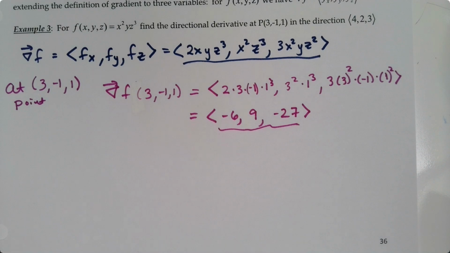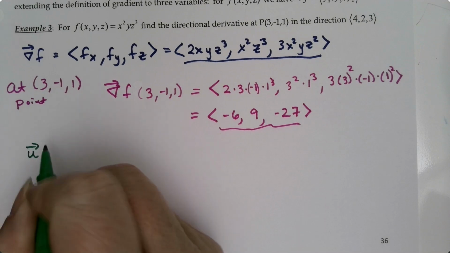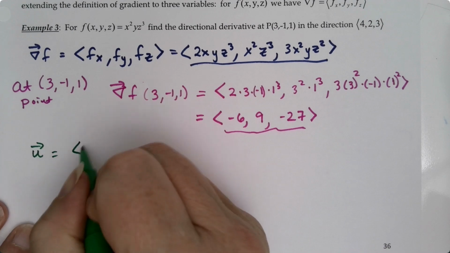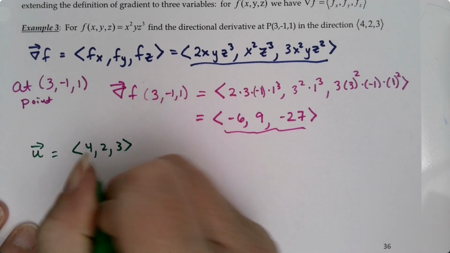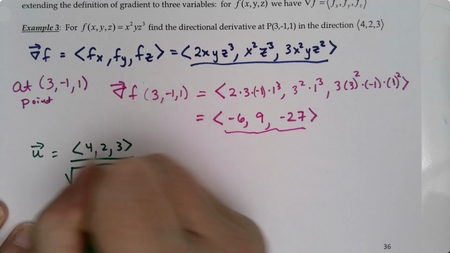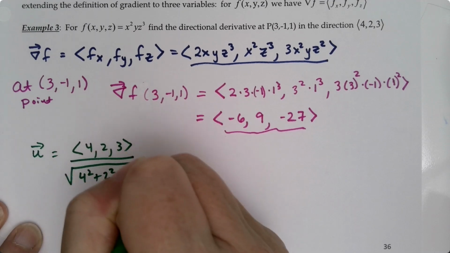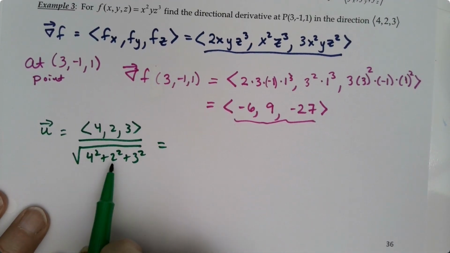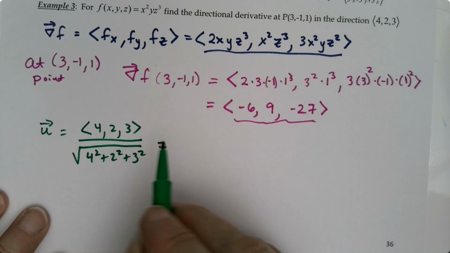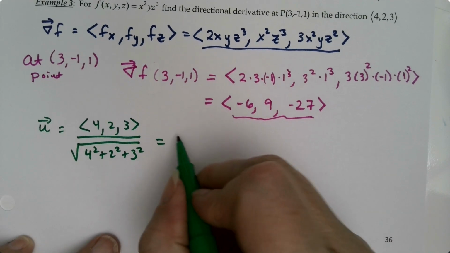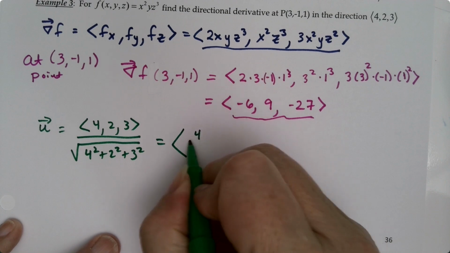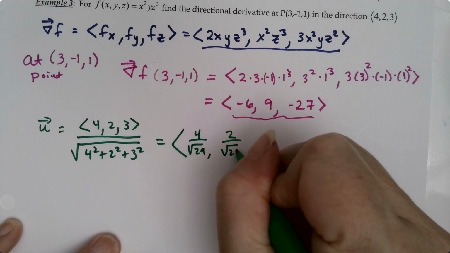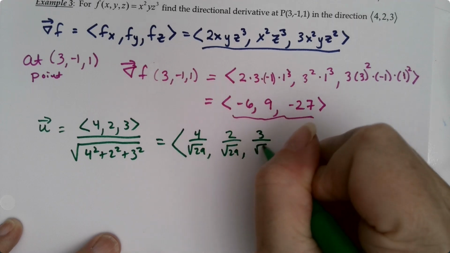All right, now I need my direction vector, u, which was in the direction of 4, 2, 3. So I need to take 4, 2, 3, and I need to divide it by the magnitude in order to make it a unit vector. And that's 16 plus 4 plus 9, which is 29 again. So we've run into that one before. So this is 4 over the square root of 29, 2 over the square root of 29, and then 3 over the square root of 29.